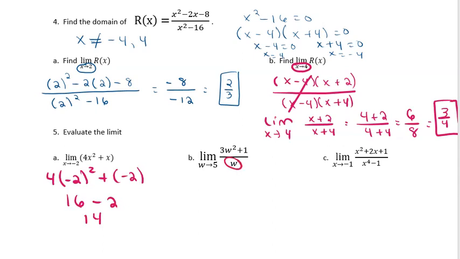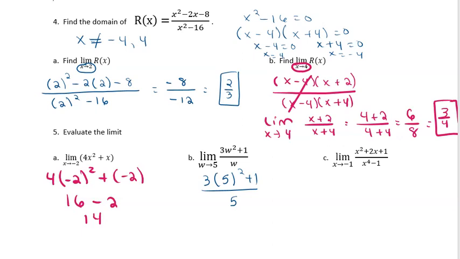We have a denominator, but that's okay. We do not have 0 in the denominator if we substitute our 5 in directly. So that means we can do direct substitution again. So we'll have 3 times our 5 squared plus 1. W gets replaced with 5. It doesn't give us 0 in the denominator, so we're okay.